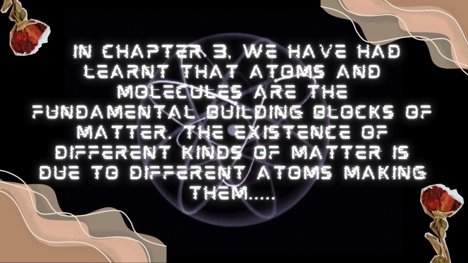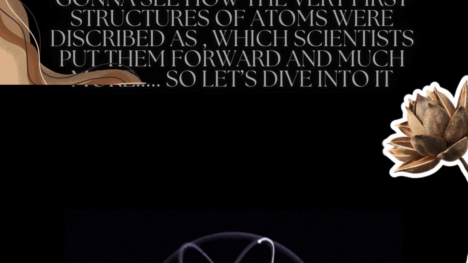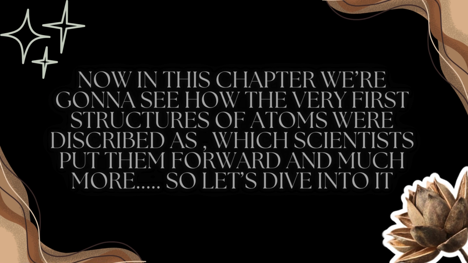In chapter 3, we had learned that atoms and molecules are the fundamental building blocks of matter. The existence of different kinds of matter is due to the different atoms constituting them. And now in this chapter, we are going to see how the very first structures of atoms were described, which scientists put them forward, and much more. So let's just dive into it.